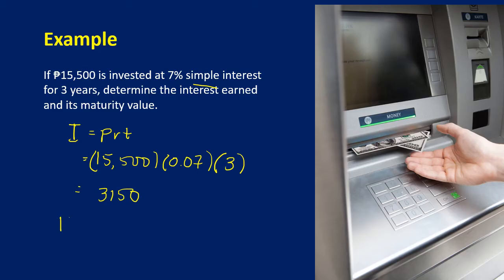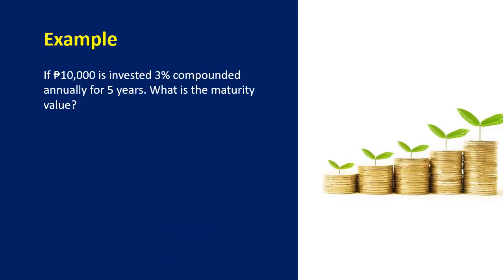3,150. So therefore, its maturity value F is 15,500 plus 3,150. So that's 18,650. Okay?